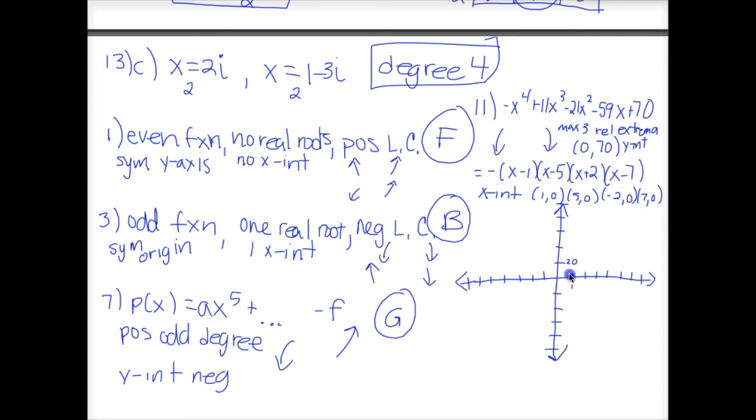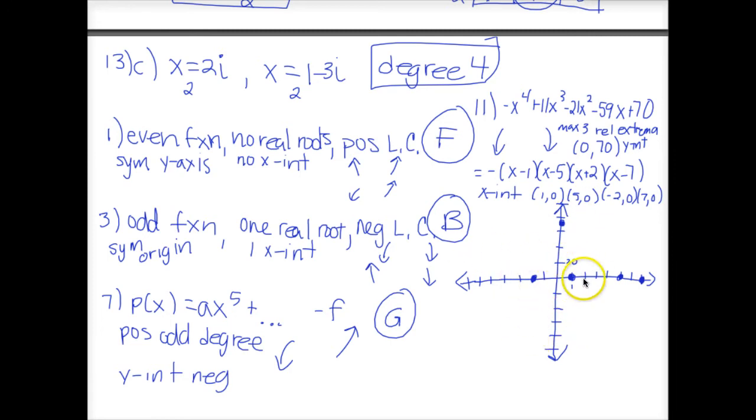So (1, 0) is an x-intercept, (5, 0) is an x-intercept, (7, 0) is an x-intercept, and (-2, 0) is an x-intercept. (0, 70) is my y-intercept, so that's right here. And again, if you have the points listed next to your work, you don't have to label them on your graph. If you didn't list them right here, then yes, they need to be labeled on your graph.